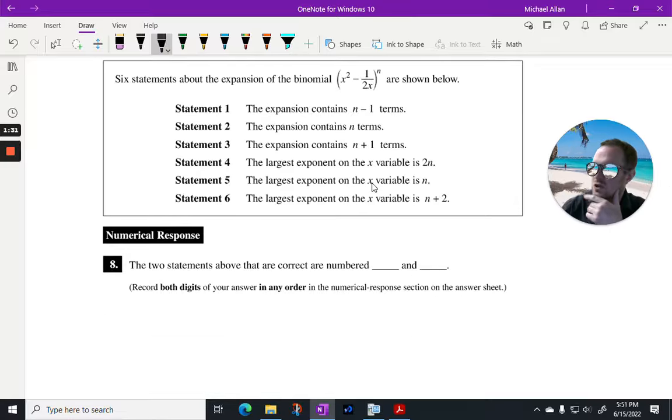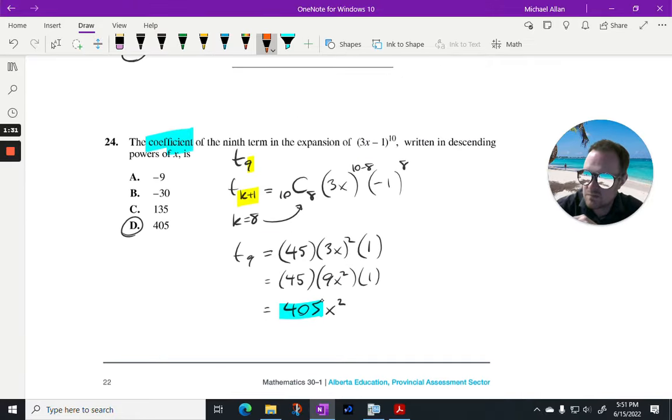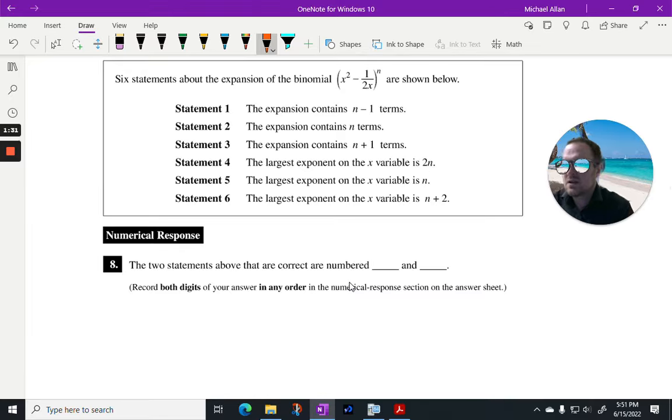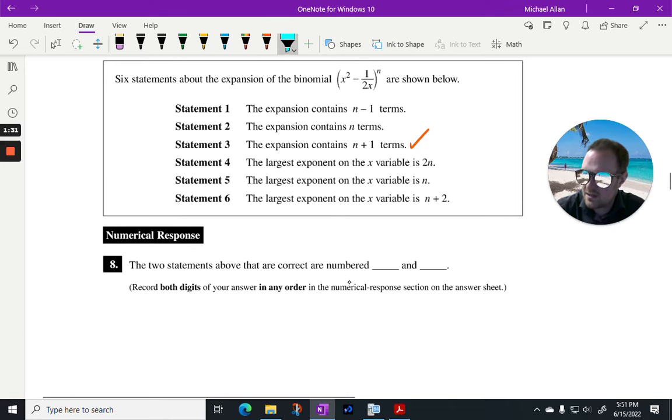Okay, how many terms in the expansion? Remember when we did this, if I go back to this previous one, there are 11 terms in this one. It's always one more than the exponent. So if my exponent is n, that means there have to be n plus 1 terms. So I could cross off pretty much this one and this one. We're just looking for the correct ones, so number 3, cross off. That's the only one that works for the number of terms.